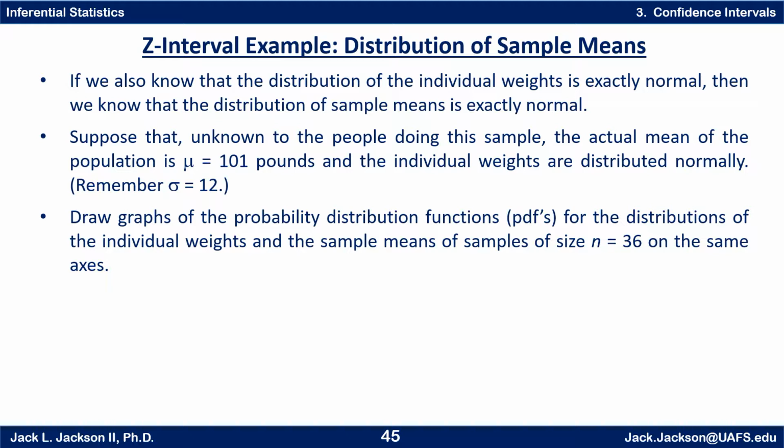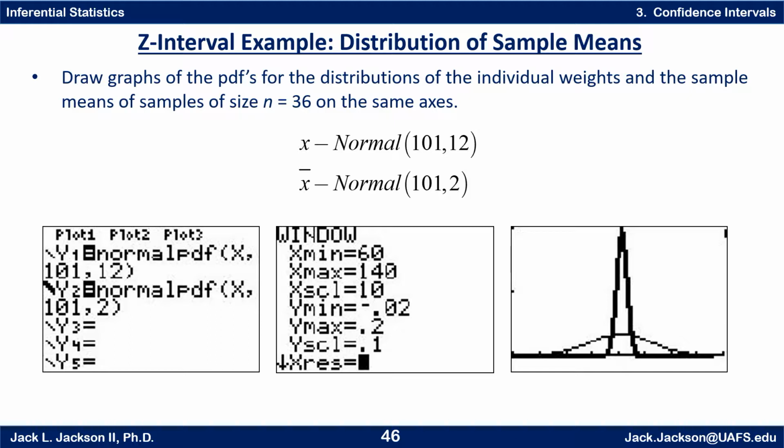So let's take that information and draw graphs of the probability distribution functions, PDFs, for the distribution of the individual weights and the sample means of sample size 36 on the same axes. See if you can do this on your calculator right now. Press pause. Okay, now you're coming back after you've worked this yourself. You should have done this on your calculator.